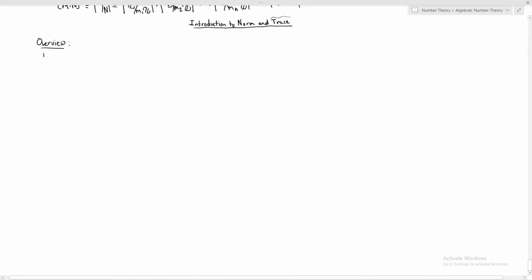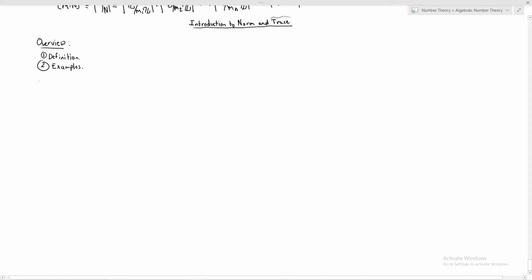So in this lecture, what are we going to do? We're just going to define what the norm and trace are, and then we'll do a couple of examples. In the next lecture, we'll prove probably one of the most important facts about norm and trace, which relates Galois theory to these norm and traces in the number field setting.